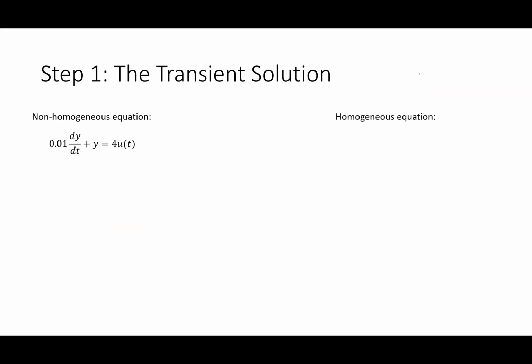Let's walk through this. Step one is the transient solution. So this was our original equation, the non-homogeneous one. How do I turn that into the homogeneous equation? Set it equal to 0. So I get 0.01 dy by dt plus y equal to 0. Now I'm going to change this for a second, and I'm going to say, let's say in general, this thing was not this.